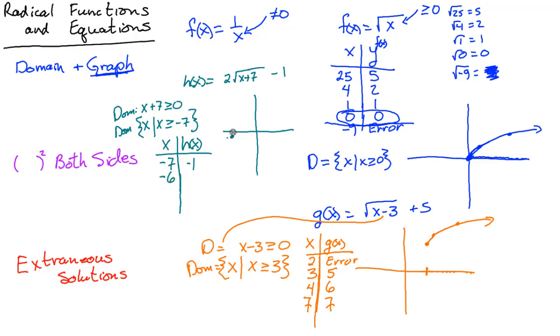Negative 6. What will negative 6 do? Negative 6 plus 7 is a positive 1. See, even though we can stick in a negative number, when we added 7, it's good. That's why it's in the domain. Square root of 1 is 1, times 2 is 2, minus 1 is 1.